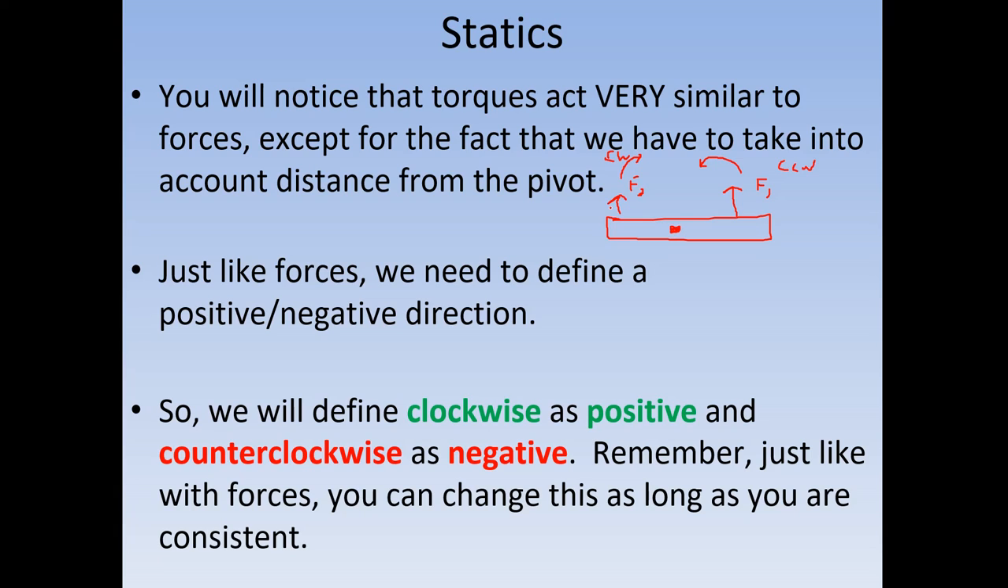Now, typically, clockwise is usually going to be defined as positive and counterclockwise is negative, but again, it's whatever floats your boat. No one's really going to hassle you. All that really matters is that you're consistent. If you have some torques that are clockwise being positive and other clockwise torques being negative, you're going to end up having a bad time.